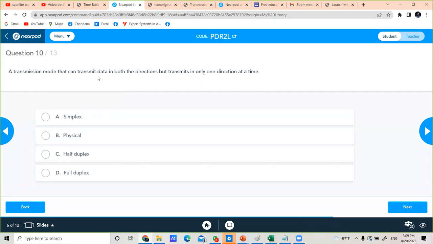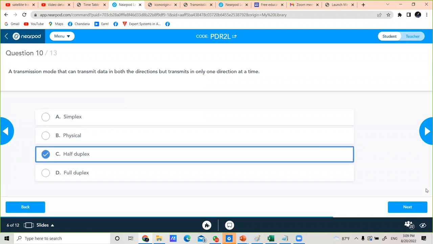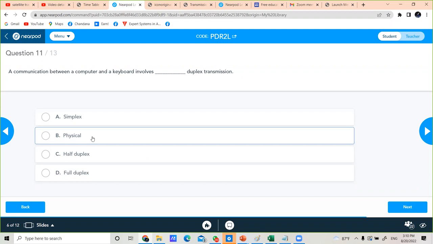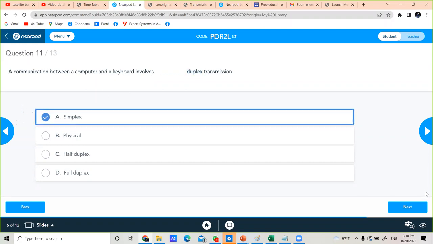Then the transmission mode that can transmit data in both directions, but only one direction at a time, half duplex. A communication between a computer and keyboard, which duplex? It should be simplex, right? Without considering this word, keyboard and computer transmission is always simplex.